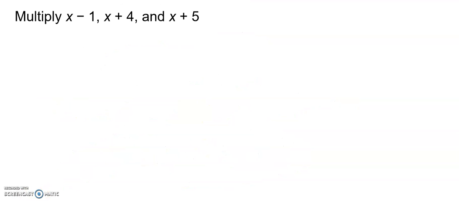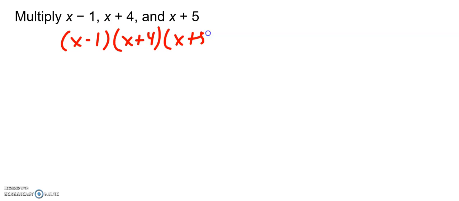Nice. Okay, next one. So here, this is going to be a little bit more work. We have three different binomials, because they're each two terms. So when we have this, again, I'm going to write this out with parentheses first, just to show the multiplication to keep track of my distributing.